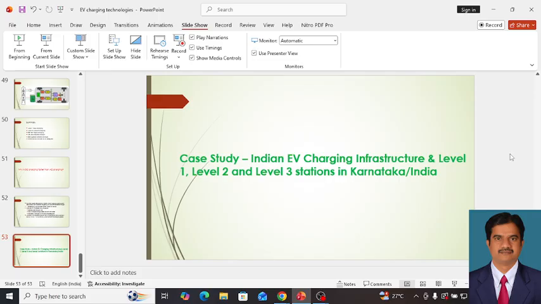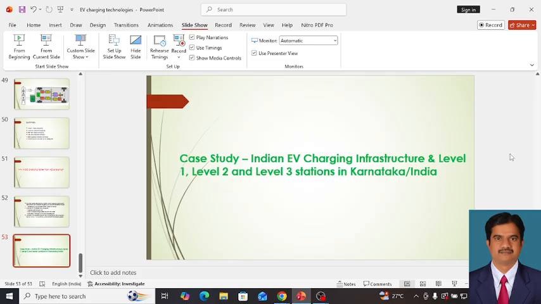If you buy a 4 wheeler, then we need to have some charging station. We need to know where some charging stations are located. So this is all about EV charging technologies. It covers types of EV chargers, level 1, level 2 and level 3, and their comparison and the working of each and construction of each station. That is the level 1, level 2 and level 3 chargers.